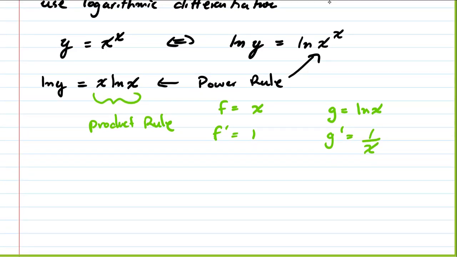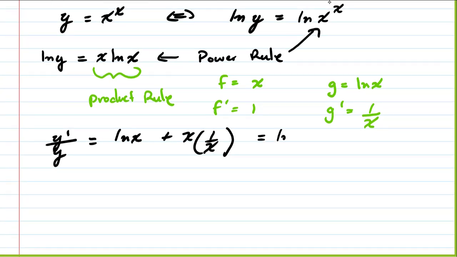So when we take our derivative, on the left side, we get y prime divided by y is equal to, our product rule is g f prime plus f g prime. g f prime is ln x times 1. So we get ln x plus f g prime, which is x times 1 over x, which gives us the natural logarithm of x plus 1.